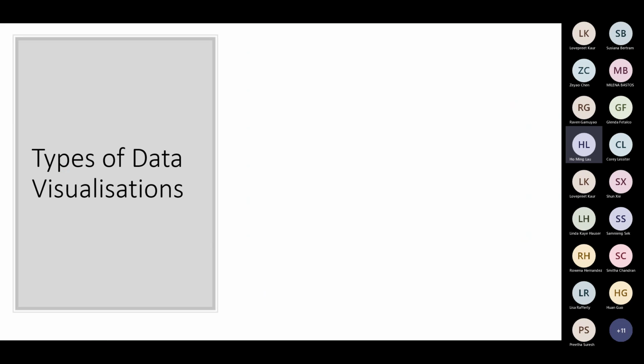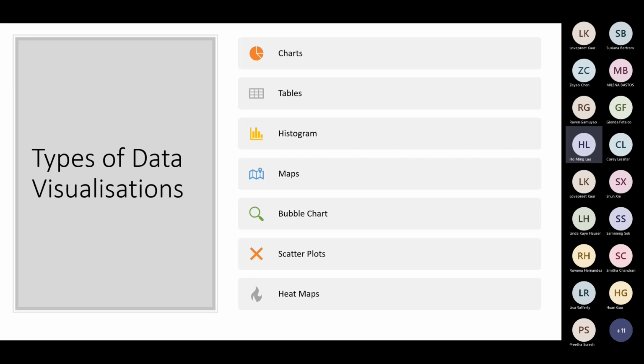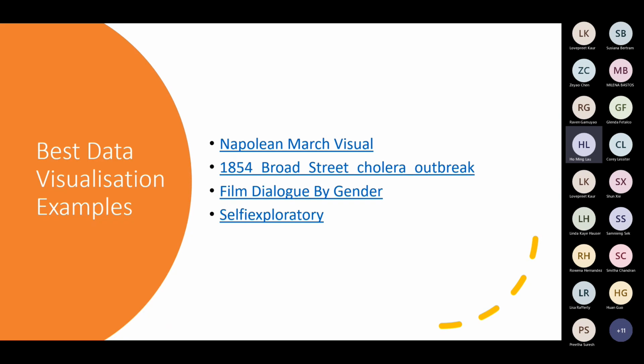Okay, now types of visualizations. Data visualizations can be all these: charts, tables, histograms, maps. These are only a few that I have mentioned here. Bubble charts, scatter plots, and heat maps. Now here I have a few examples of data visualization listed. We'll go through each one of them a bit.